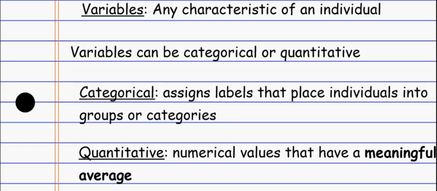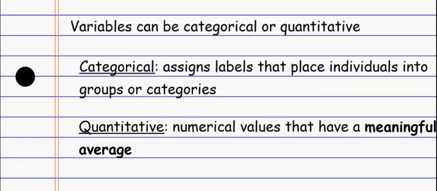Quantitative is numerical values, but very important here, numerical values that we can actually calculate things with. They have to have a meaningful average. When we calculate those values, they have to have a meaningful average. And that's important because there are some numbers for data that wouldn't really be quantitative data. They would still be categorical data. They would be like labels.